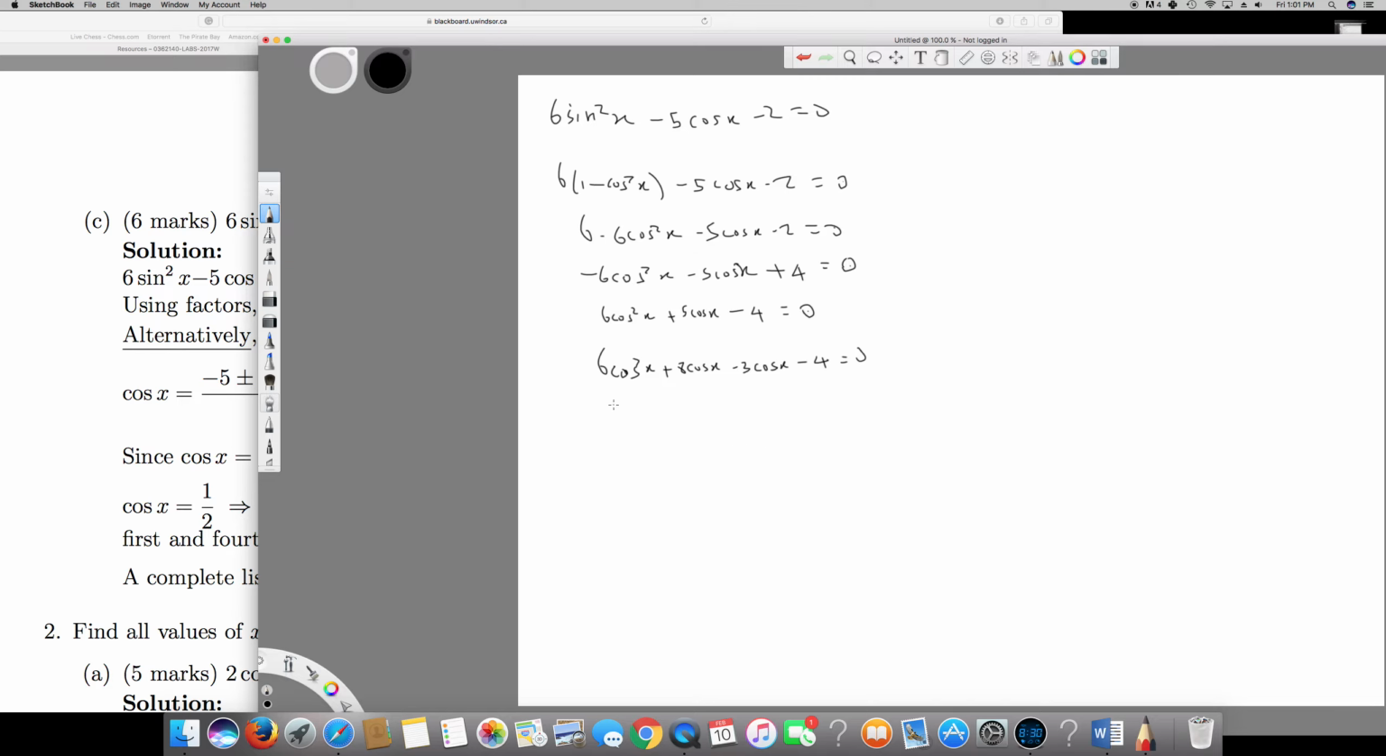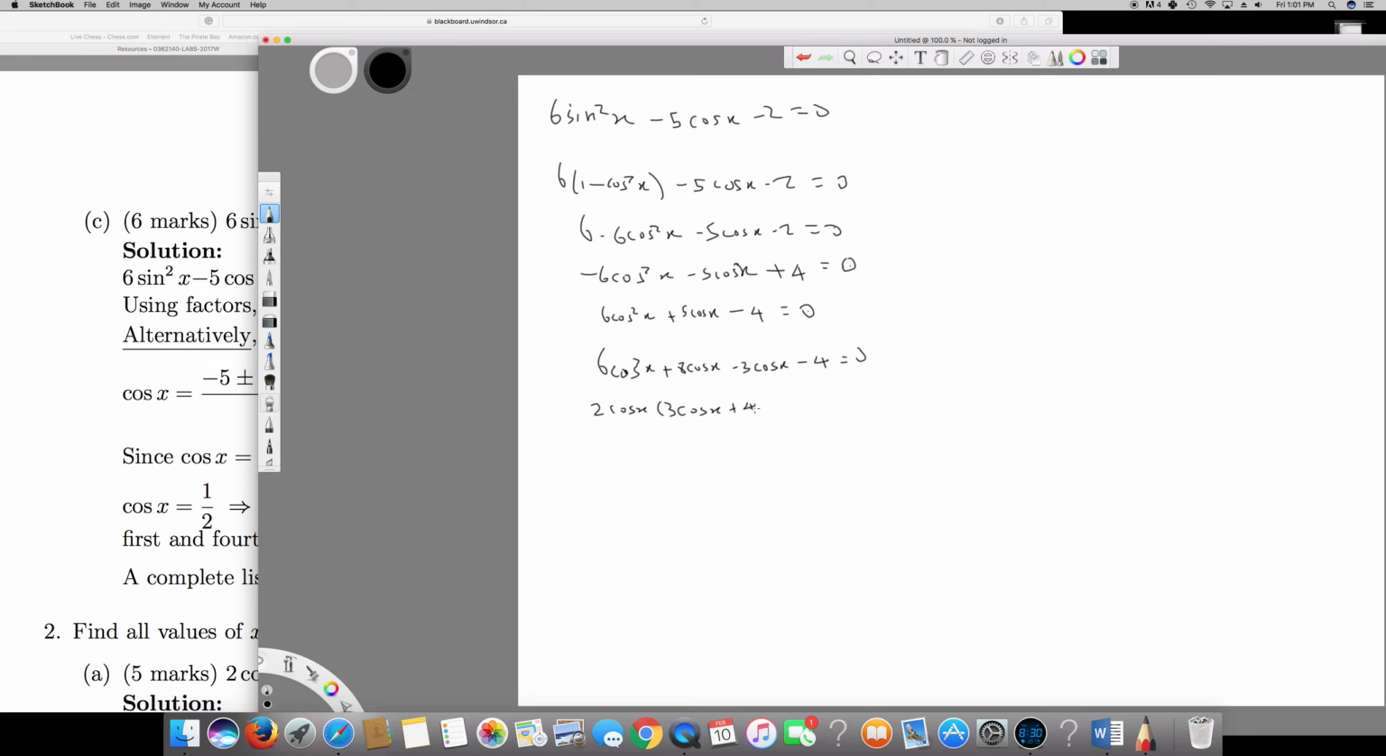Now, if we look at it, we can take the common things in these two groups. One common thing I can directly see is 2, because 2 multiplied by 3 is 6 and 2 multiplied by 4 is 8. I can take the 2, and I can take cos x also, because this is cos square x and this is 8 cos x. So 2 cos x common.